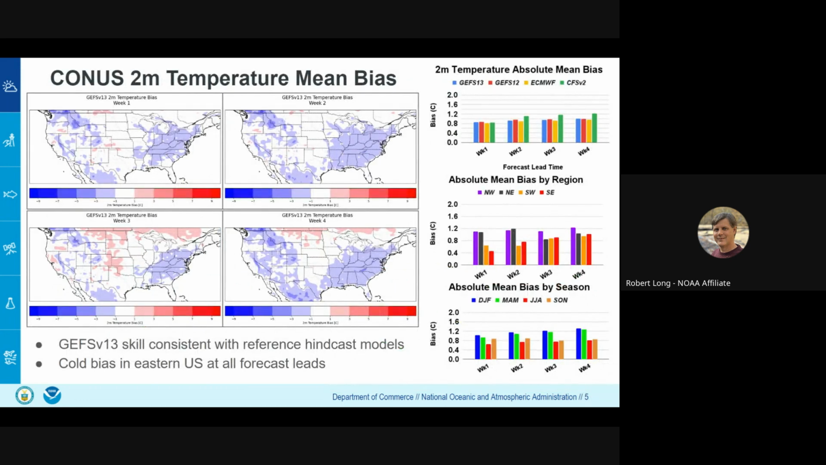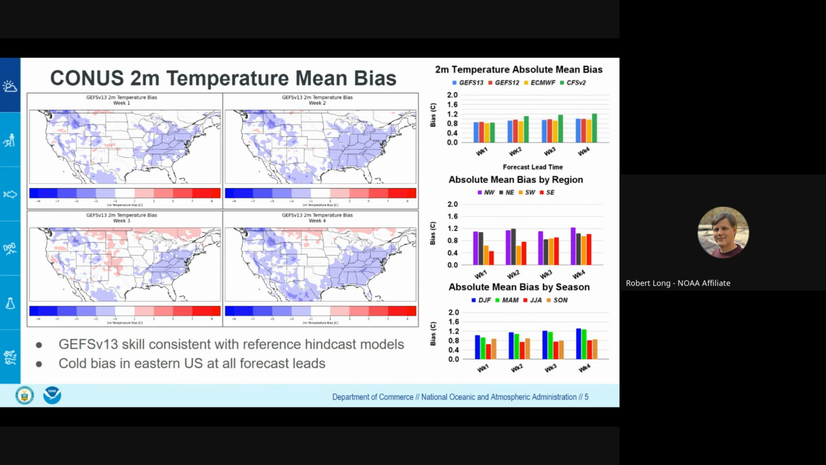So with that acknowledged, here are some of the results, and we'll start with temperature. This is a look at absolute mean bias in 2-meter temperature. What you see on the left are spatial plots showing annual bias in GEFS13 for weeks 1 through 4, where week 1 is in the upper left, and week 4 is down in the lower right.